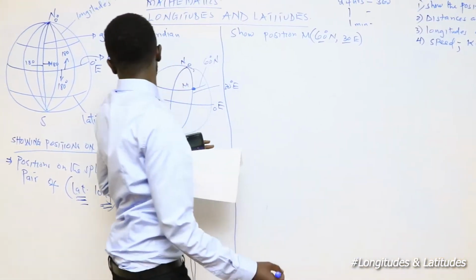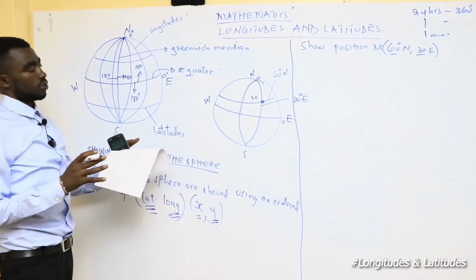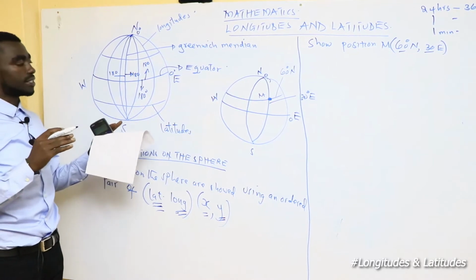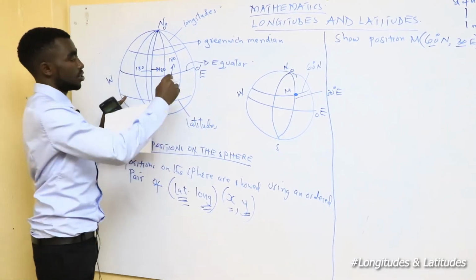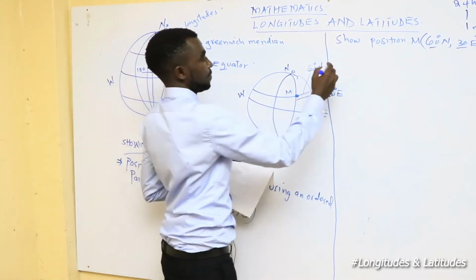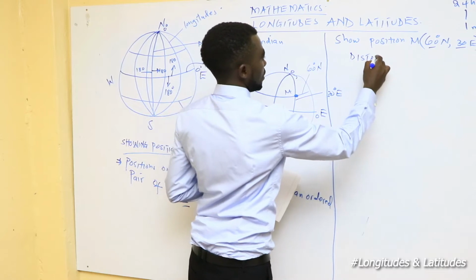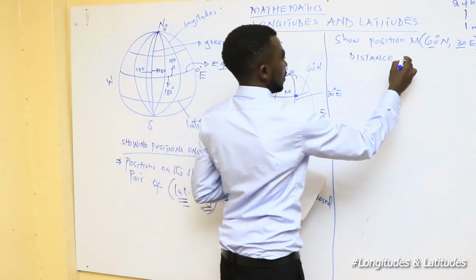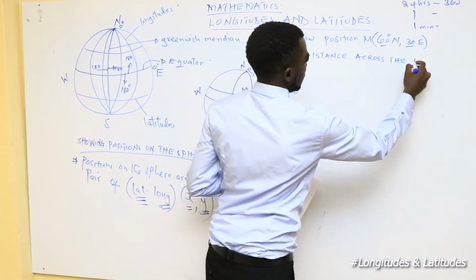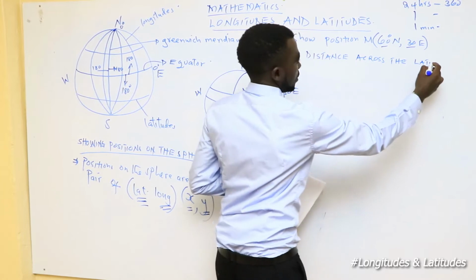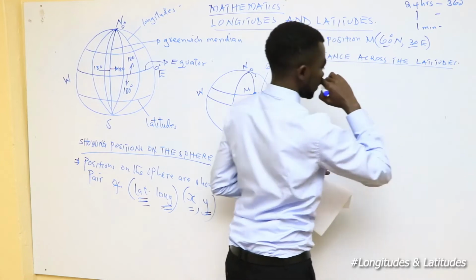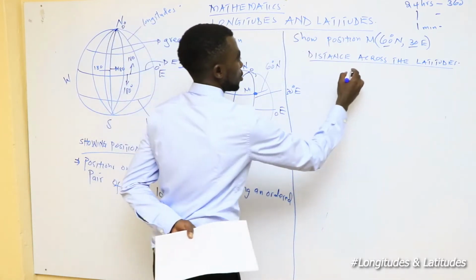And you may find, given two positions on the sphere, we can get the distance along the latitude, and as well we can get the distance across the latitude and as well along the longitude. So let's start with the distance across the latitude. Across the latitudes. So let's have an example question.